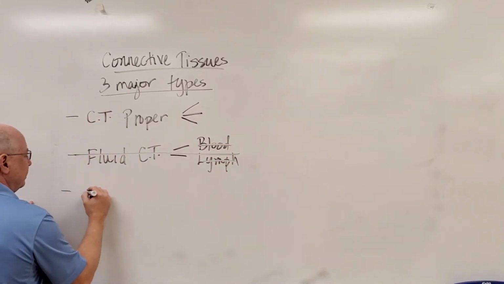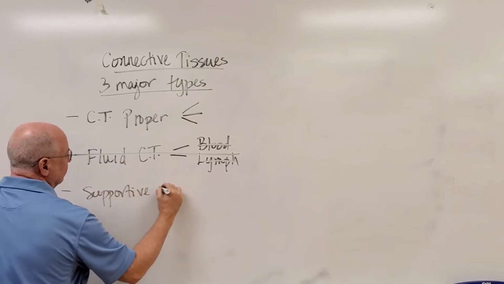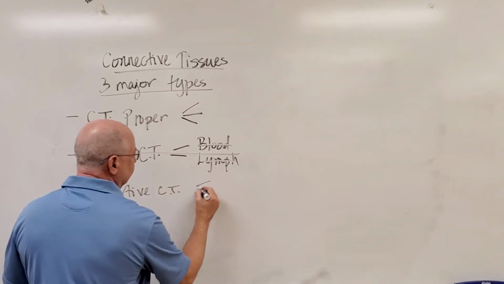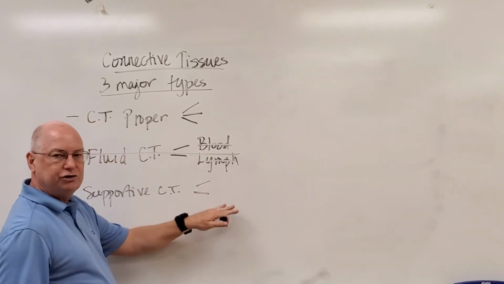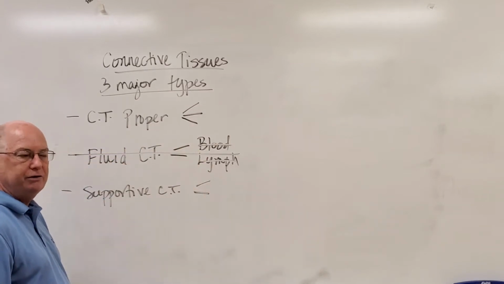The third type of connective tissue that we can look at in lab is called supportive connective tissue. Supportive connective tissue has 2 subtypes. There's going to be cartilage and there's going to be bone. I'm going to go into the subtypes in just a moment, okay?